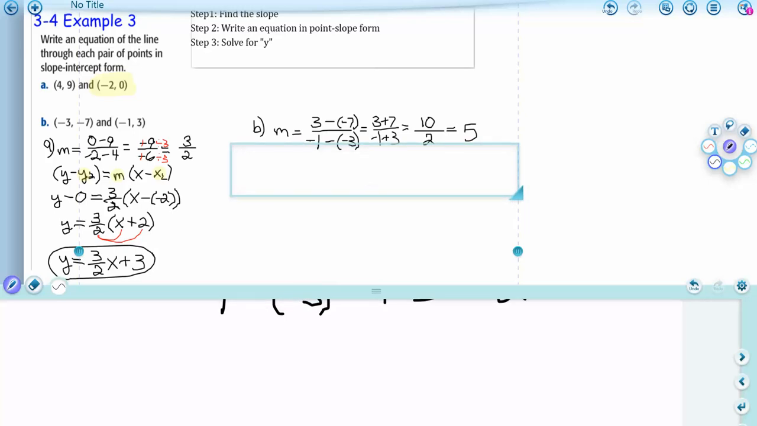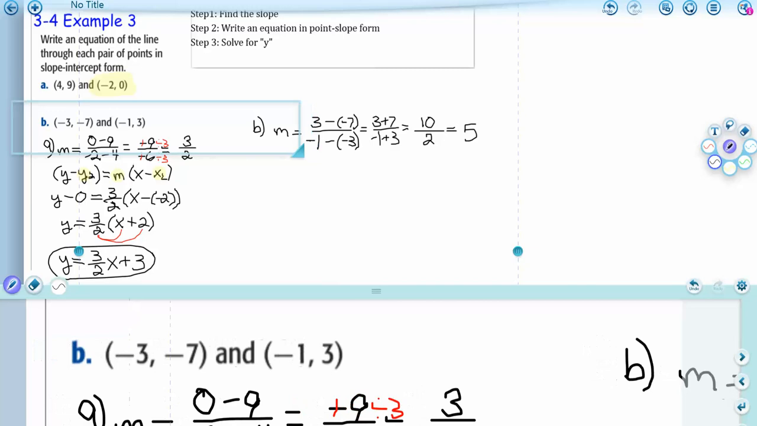On to step 2. For step 2, I have to write an equation in point slope form. So looking at these original 2 points here, one doesn't look any easier than the other. However, it doesn't matter which one you choose, you will get the same answer as long as you do your math correctly.